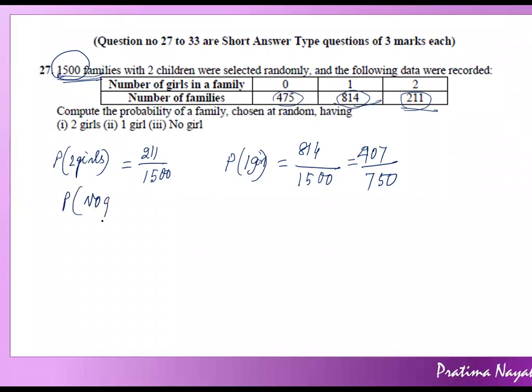Next, probability of no girl. No girl means 0 girls. So how many families? 475 upon 1500. Here you can cancel with 5. Next again I can cancel with 5. It will be 19 upon 60. So these are the answers.